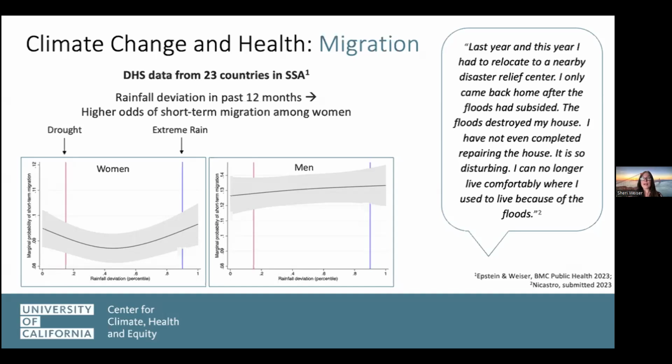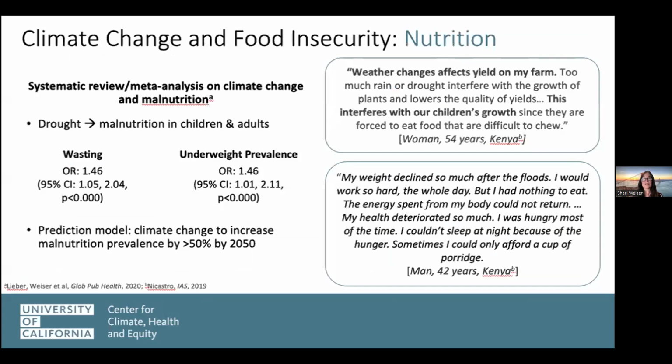So the quote on the right-hand side is from a qualitative study led by Tamina Castro on our team in Kenya. And as you can see in the quote, floods were really viewed as a huge contributor to migration due to destroyed crops, homes, and infrastructure.